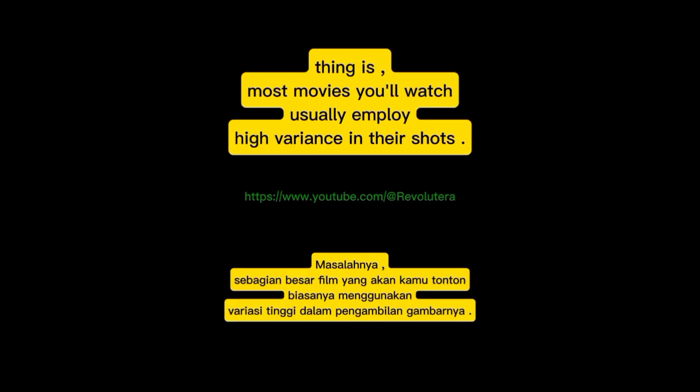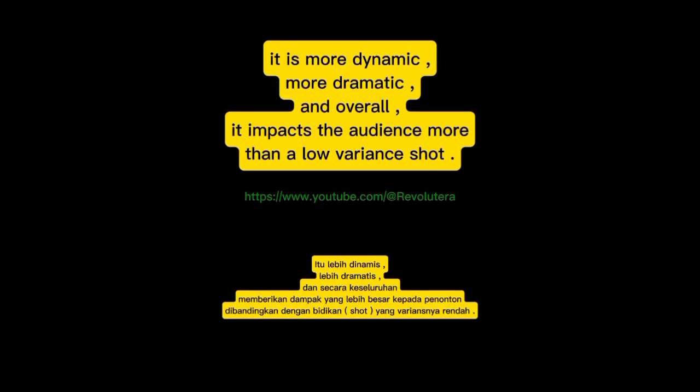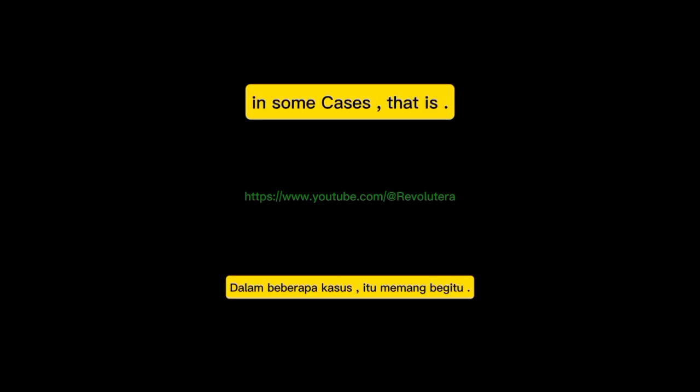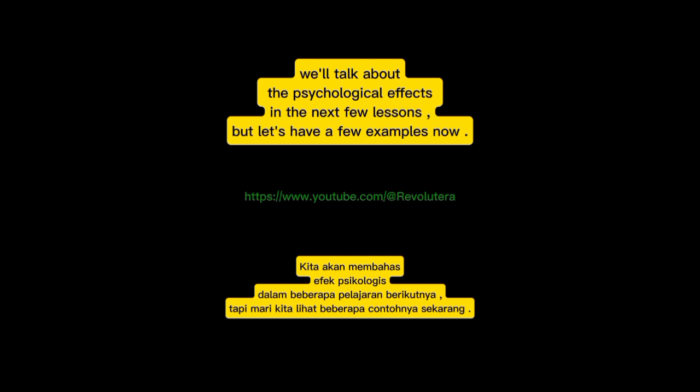field. Thing is, most movies you'll watch usually employ high variance in their shots. It is more dynamic, more dramatic, and overall, it impacts the audience more than a low variance shot. In some cases, that is. We'll talk about the psychological effects in the next few lessons. But let's have a few examples now.